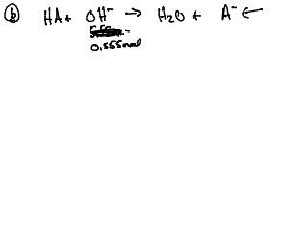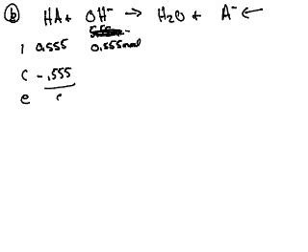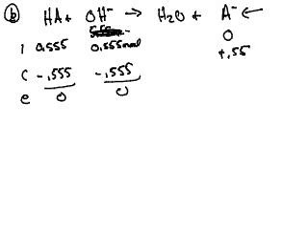All right, here's the easy question. How many millimoles of HA did we have when we got to the equivalence point? 0.555. By definition, the equivalence point is when the moles of the acid equals the moles of the base. This is an ICE table, right? So this becomes minus 0.555. That's 0. How much A negative did we start with? 0. So plus 0.555. It's 0.555 millimoles.